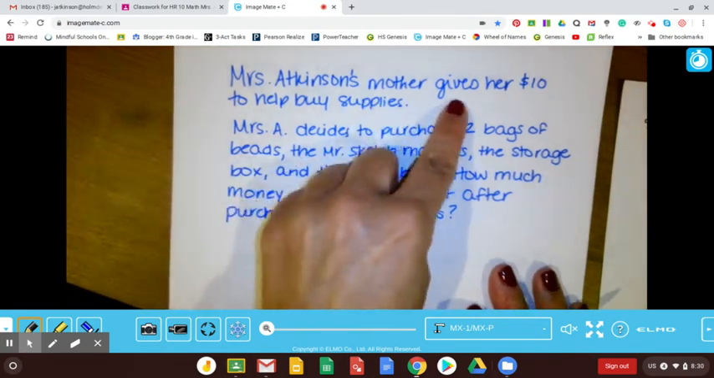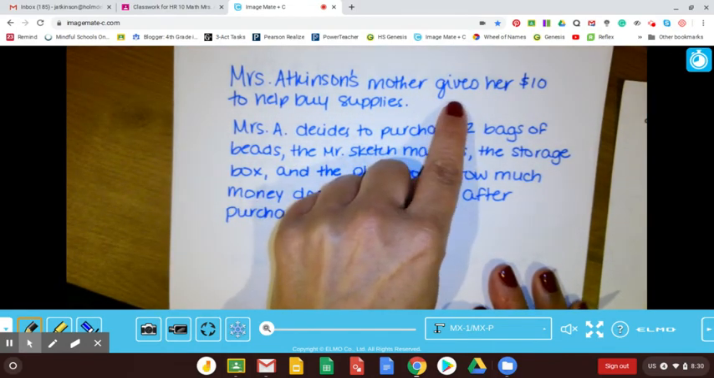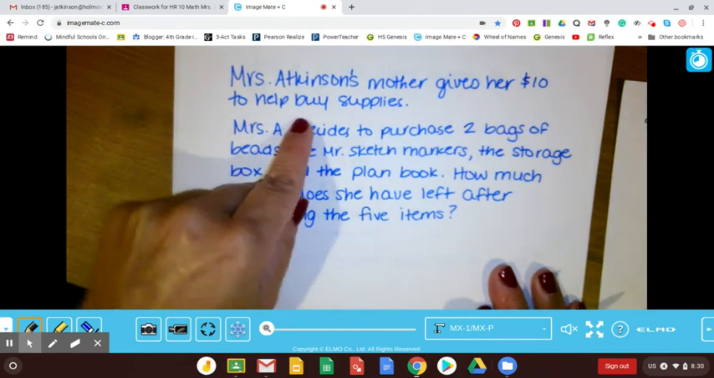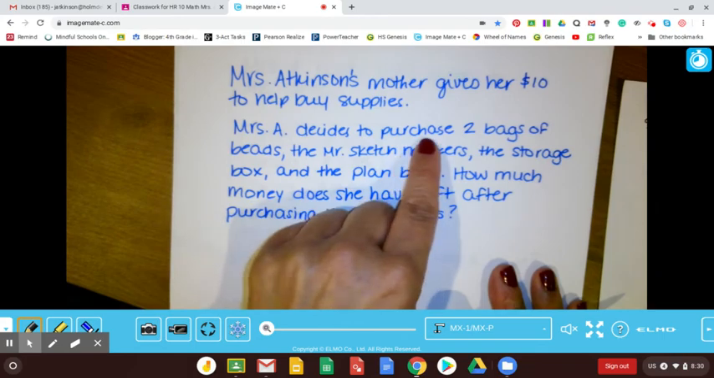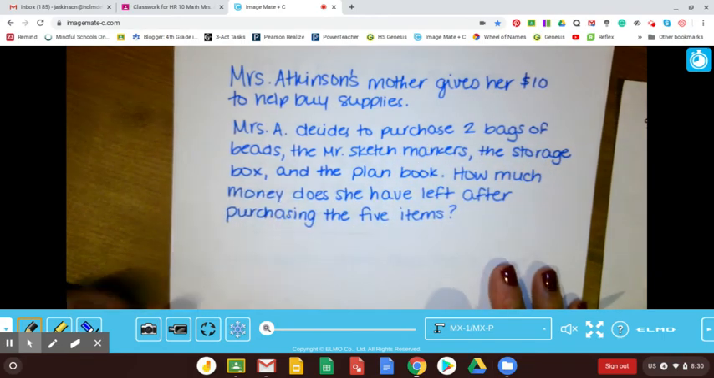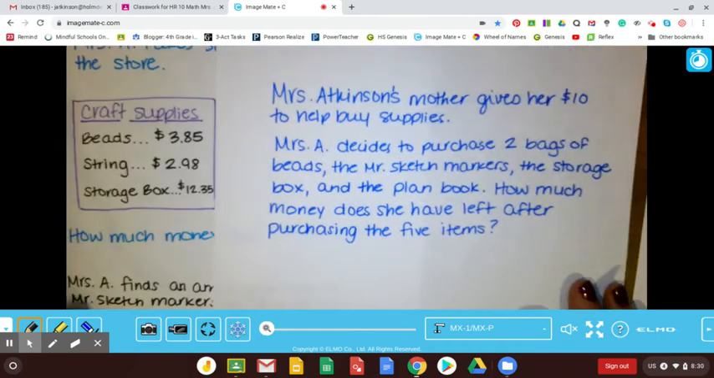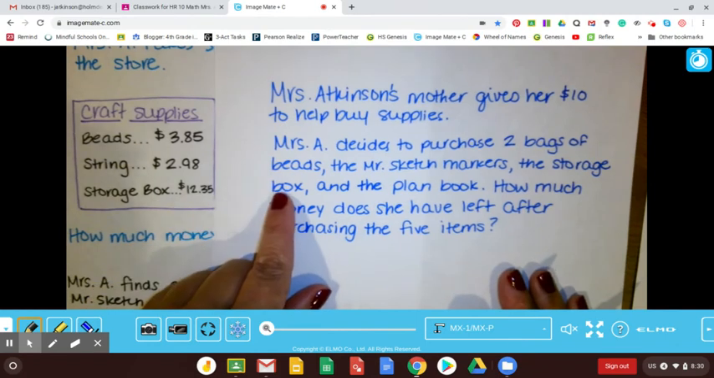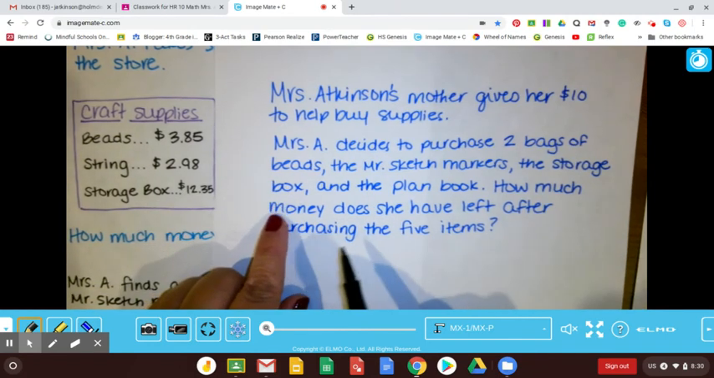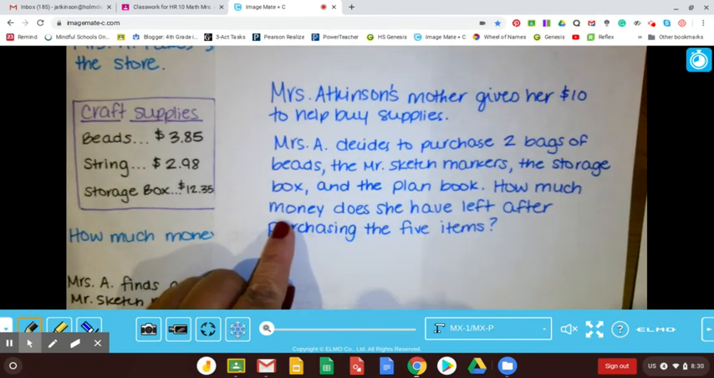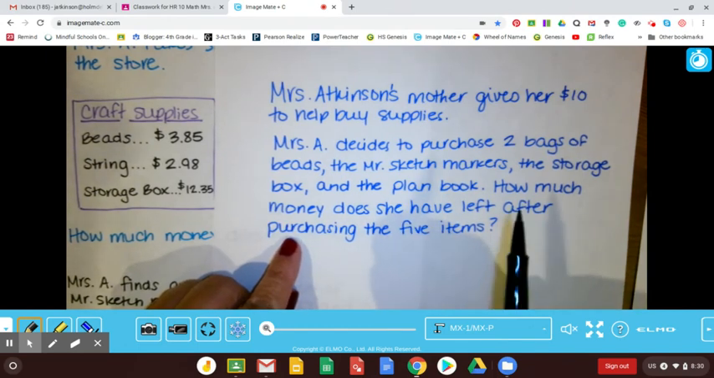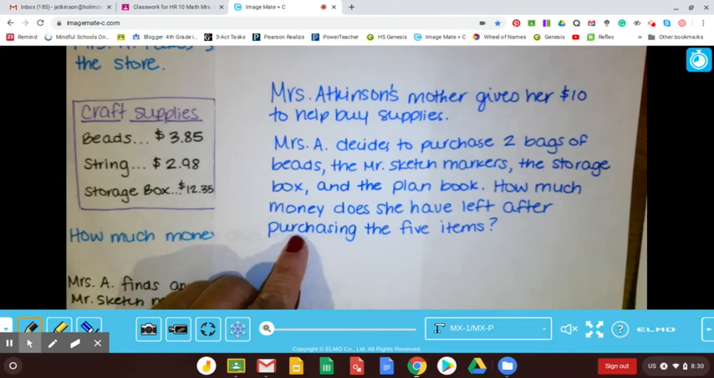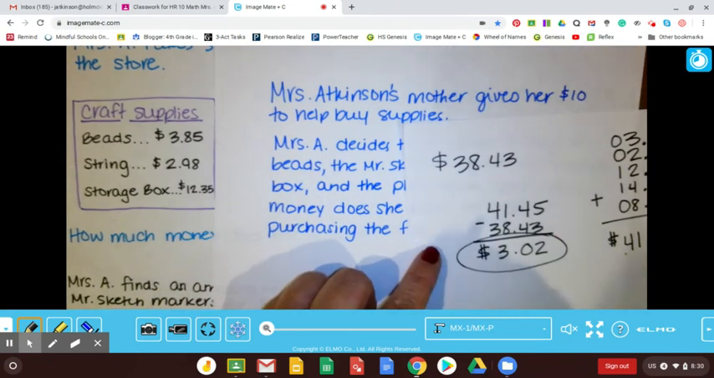Mrs. Atkinson's mother gives her $10 to help buy supplies. Thanks, Mom. Mrs. Atkinson decides to purchase 2 bags of beads. All right. The Mr. Sketch markers, of course, the storage box, and the plan book. How much money does she have left after purchasing these 5 items? All right. So thanks, Mom, for that extra $10.